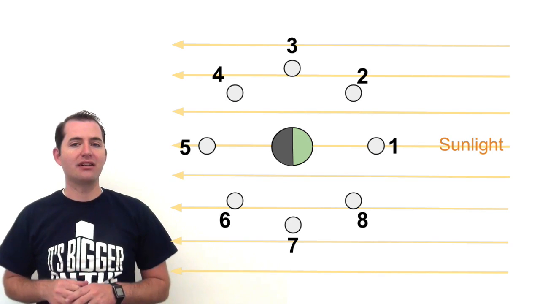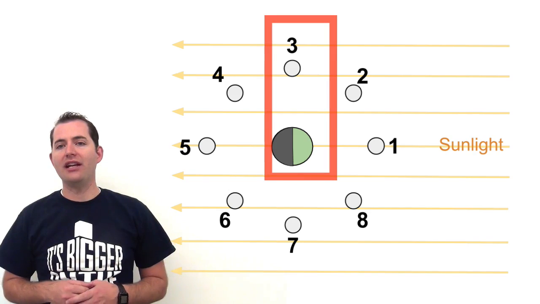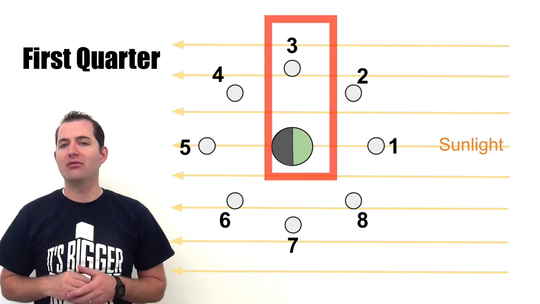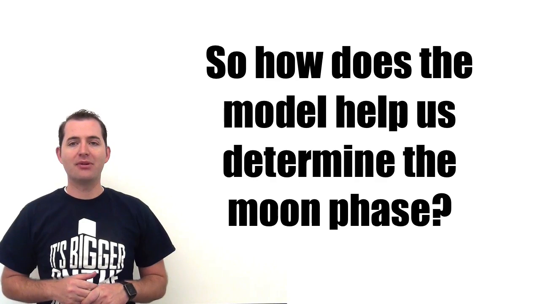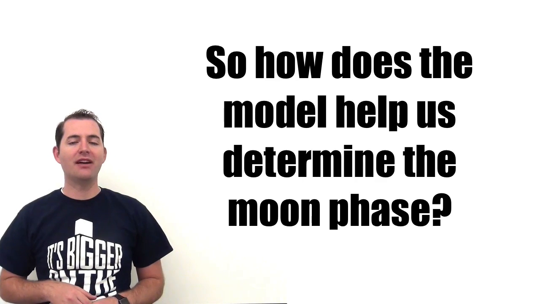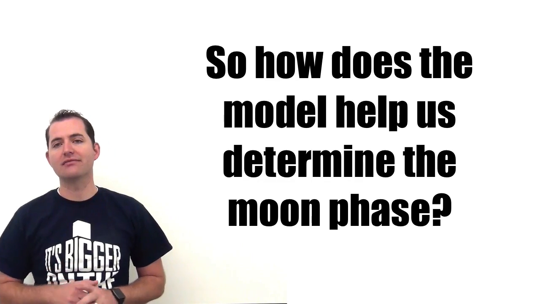Let's look at our model a little more deeply by looking at an example. Let's take moon number 3. Now, this moon is the location where we have a first quarter moon. We'll discuss some tips and some processes that will help us to be able to identify the moon phase at every location.